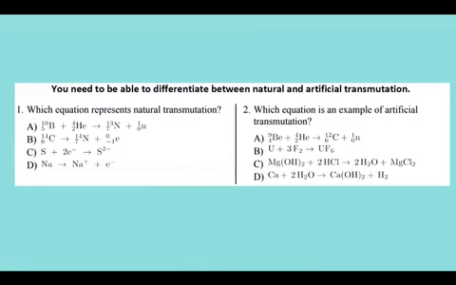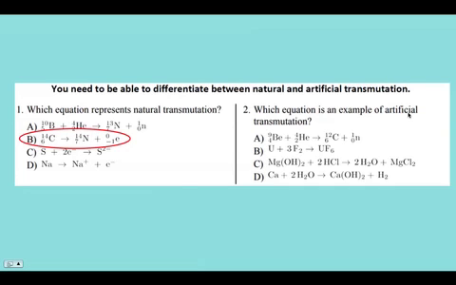One quick check-in: you need to be able to differentiate between natural and artificial transmutation. So in this one over at number 1, which one represents natural transmutation? Right off the bat you can get rid of C and D. Those are regular chemical equations, and we're looking for transmutation. For natural, you're always going to pick the one that just has 1 on the left. A would be an example of artificial here because you have 2 on the left. So B would be natural transmutation.